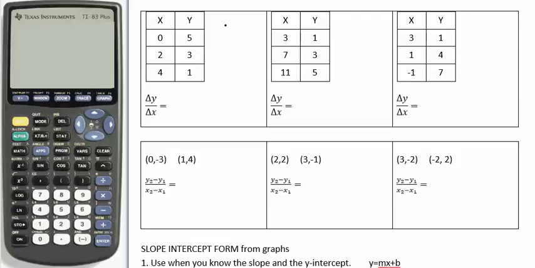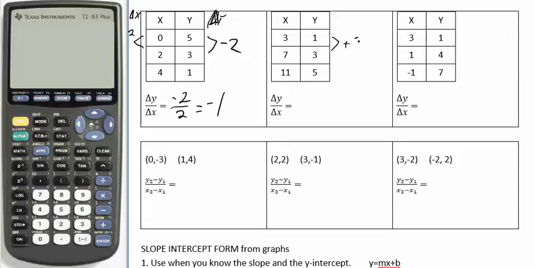From a table, we do similar. But we're going to use change in y over change in x. So we're going to say this went down 2. This went up 2. So this is change in y. That's a triangle, sorry. Change in y over change in x. So down 2 over 2, negative 2 divided by 2 is negative 1.